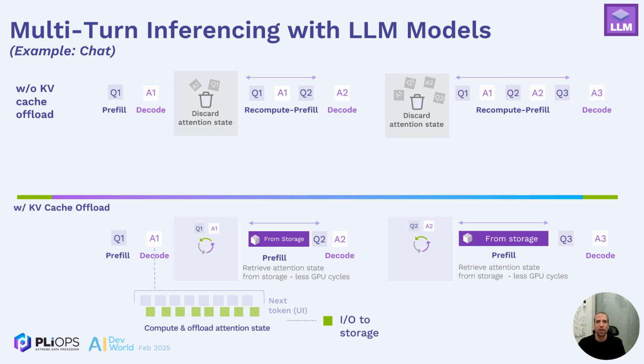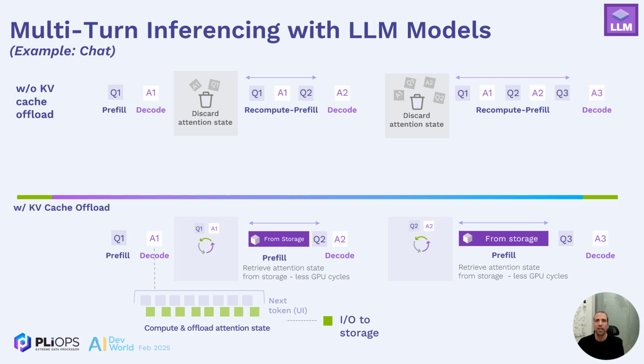For example, going back to this example, when the user sends Q1, the model calculates the KV cache, generates an answer A1 here, and completes an interaction. However, due to the limited capacity of HBM or any fast memory, the KV cache is typically discarded after this interaction because it's just limited and there are other interactions going on in between.